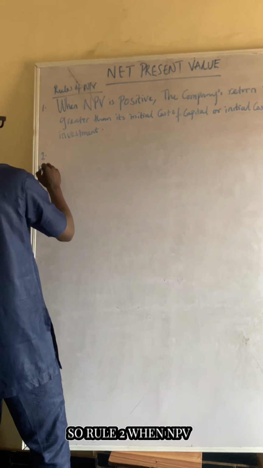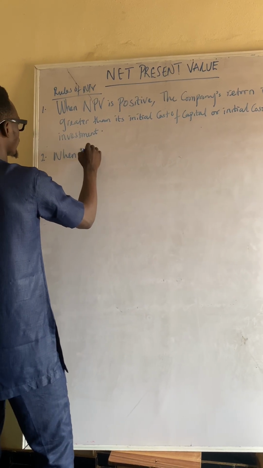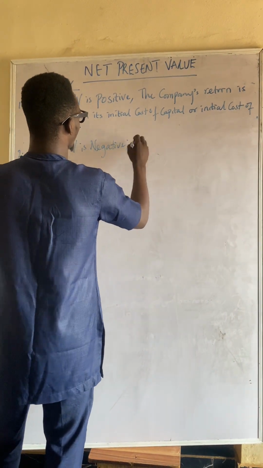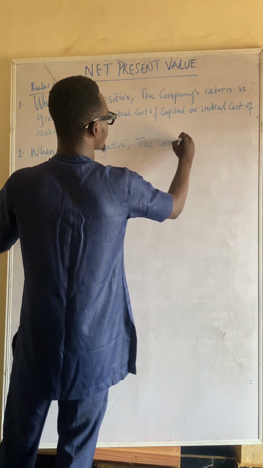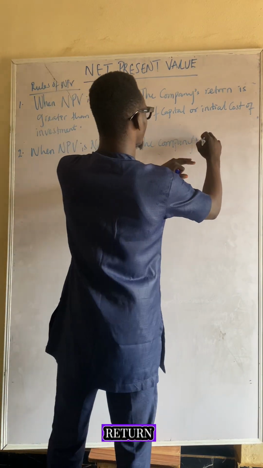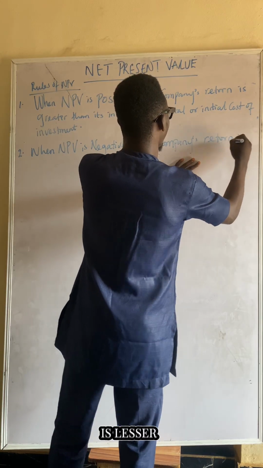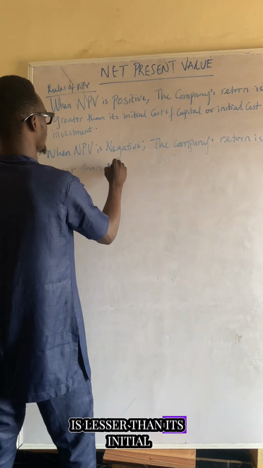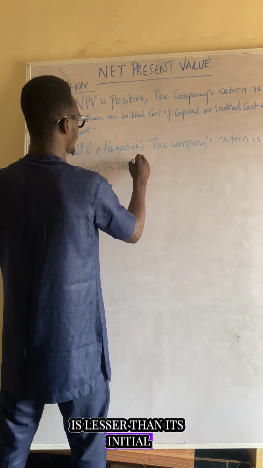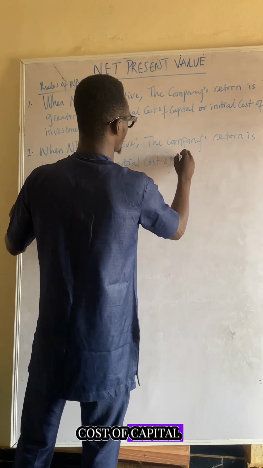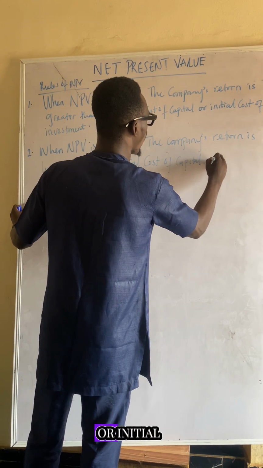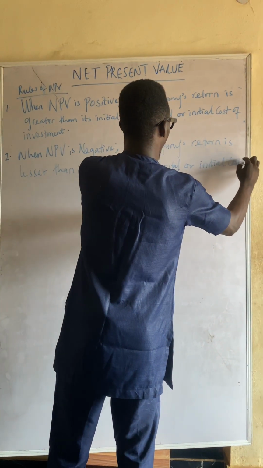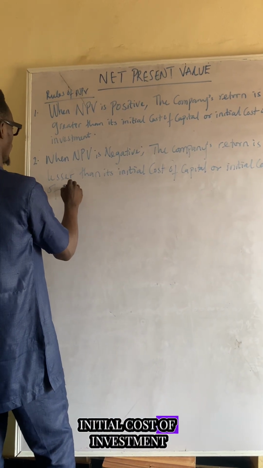So rule 2: when NPV is negative, the company's return is lesser than its initial cost of capital or initial cost of investment.